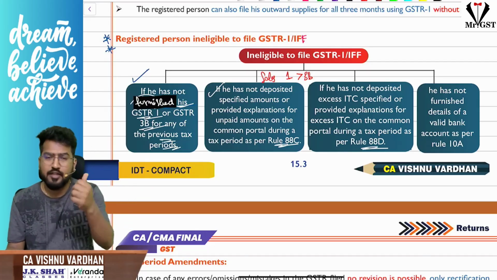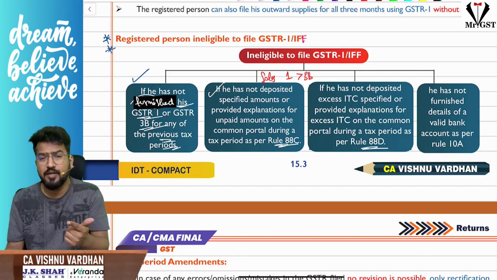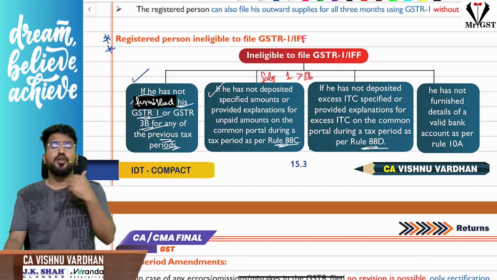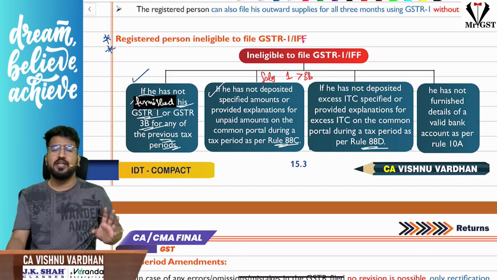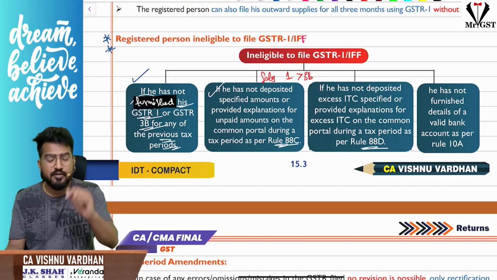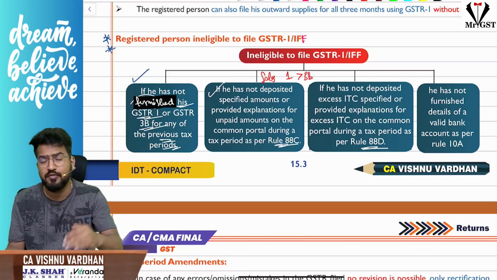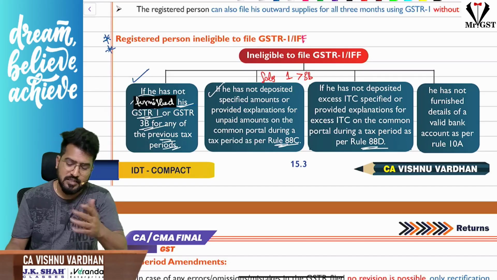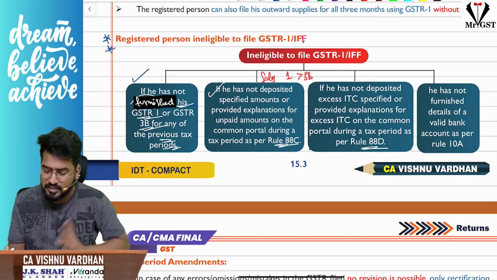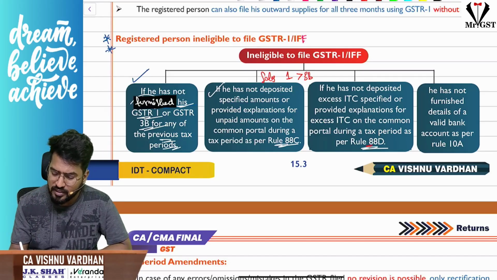Otherwise, either you are not giving a reply, or the reply you give is not satisfactory, or you are liable to pay tax but have not paid tax. In such cases, sir, the department will stop you from filing further upcoming returns, that is GSTR-1, IFF, and subsequently automatically GSTR-3B. Same story for 88D also.